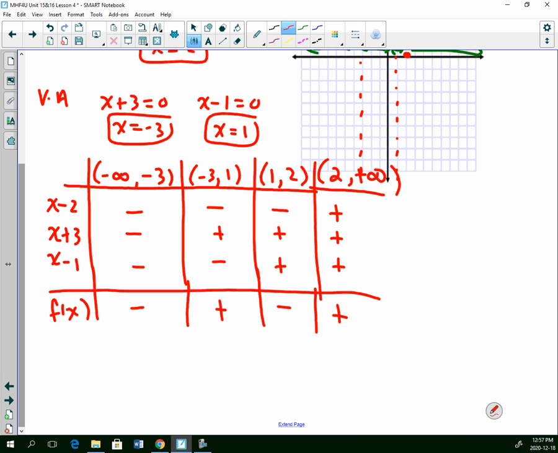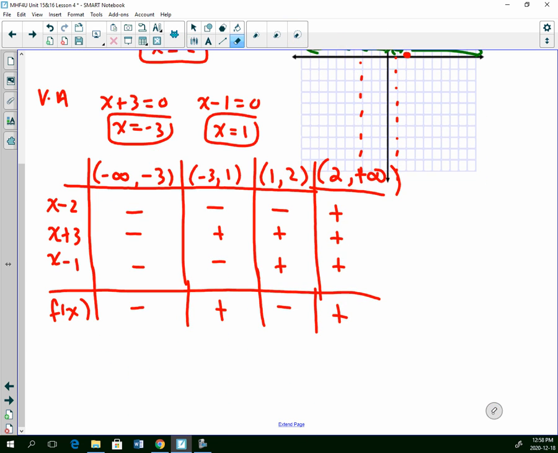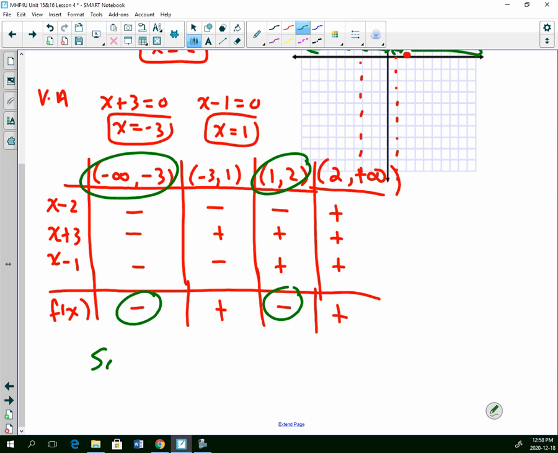And then the question, same as the last one, where is it less than 0? So it is less than 0 here and here. So this is my solution. So less than negative 3 and between 1 and 2.